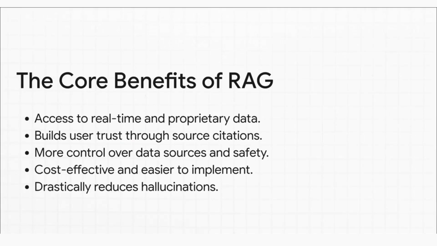So to wrap it all up, the benefits here are just huge. RAG gives your AI access to real-time private data. It builds genuine trust because you can cite your sources. It's way cheaper and easier to manage. And the big one, by grounding the AI in facts, it just crushes the hallucination problem. This is exactly why RAG is becoming so essential for any serious real-world AI application.